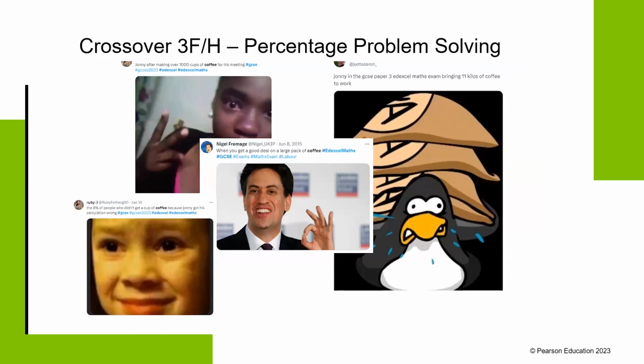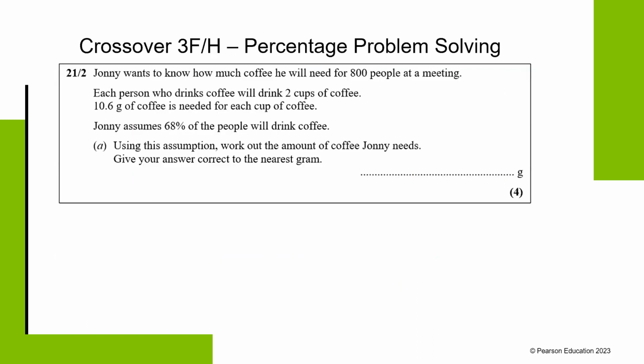We saw already that there were some percentage calculation problems with the compound interest one that we saw in paper 2. However, this particular question was not only very popular on social media, it was also another great grade 4 indicator. So we saw again that grade difference between grade 3 students and grade 4 students. Here it is then. Question 2: Johnny wanted to know how much coffee he would need for 800 people at a meeting. So we saw lots of different calculations that students were trying.